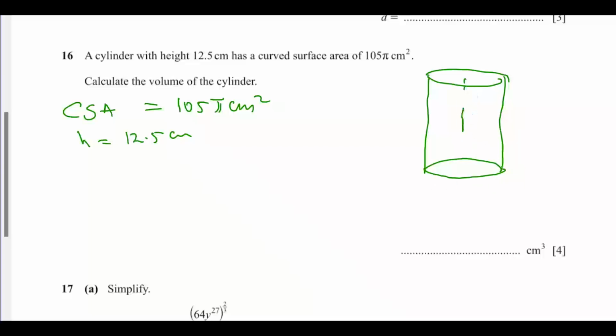Then this will be the height. You have the radius here. So the height is 12.5. We don't know the radius, so we can get the radius from the curved surface area.